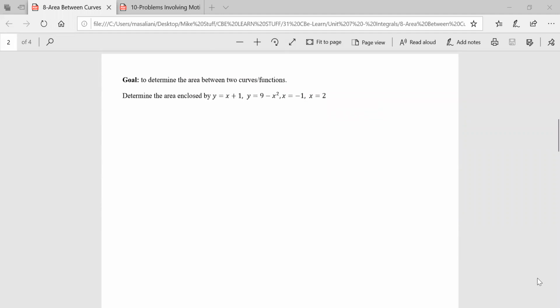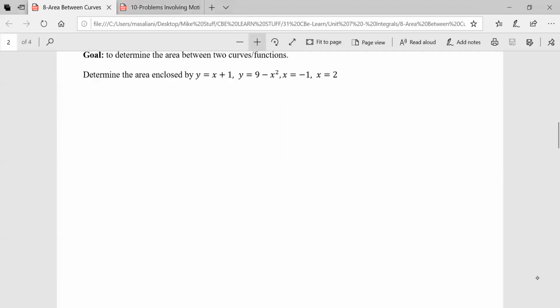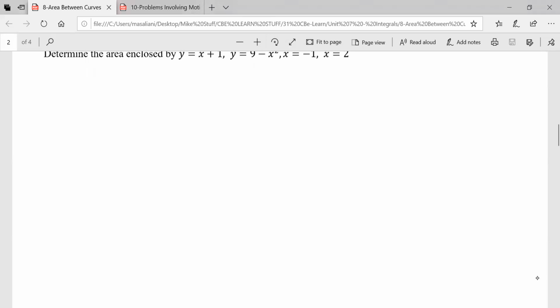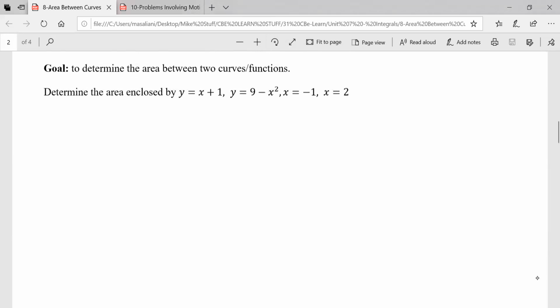So again, our goal today is to determine this area between two curves, and our second curve or function won't be the x-axis. Okay, won't be that bad. So here we go. Determine the area enclosed by y is equal to x plus 1, y is equal to 9 minus x squared, x is equal to -1, x is equal to 2.